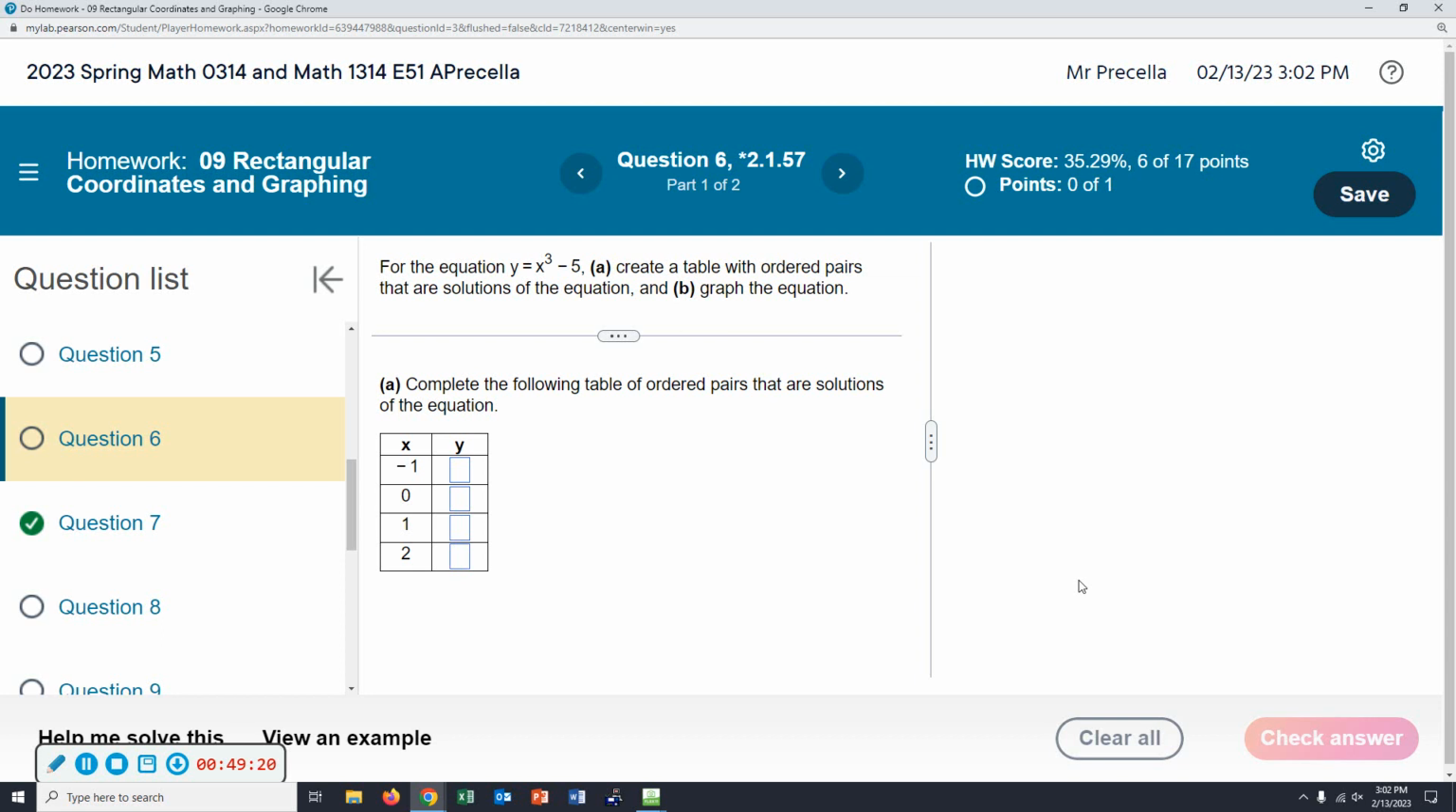It says for the equation y equals x cubed minus 5, create a table with ordered pairs. They give you the table. Let me write it down.